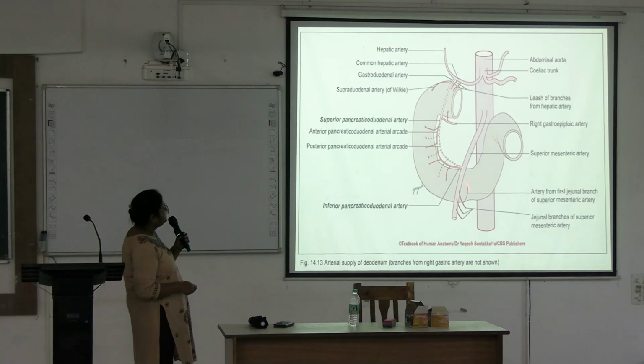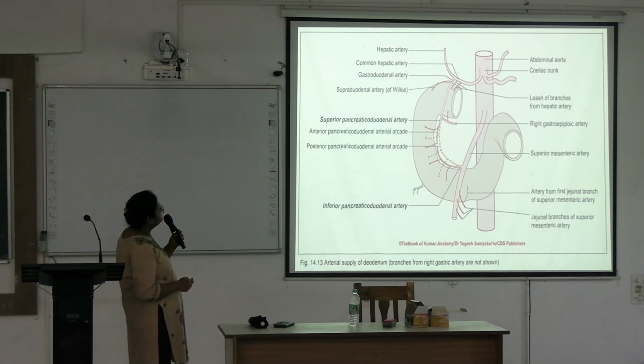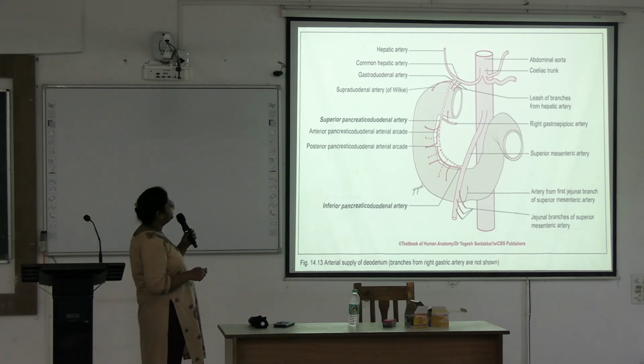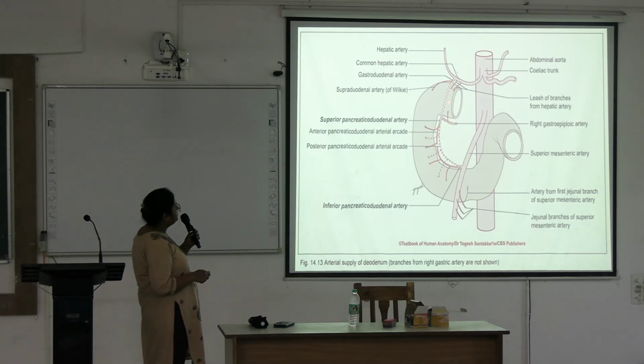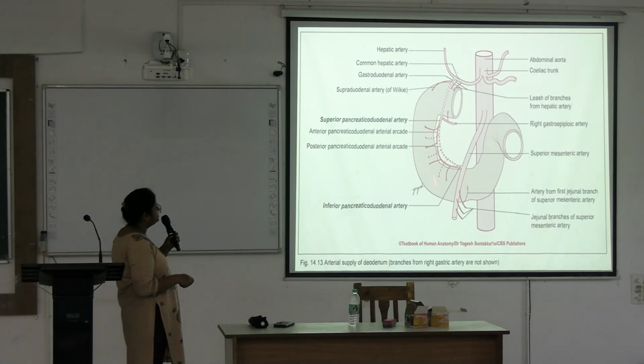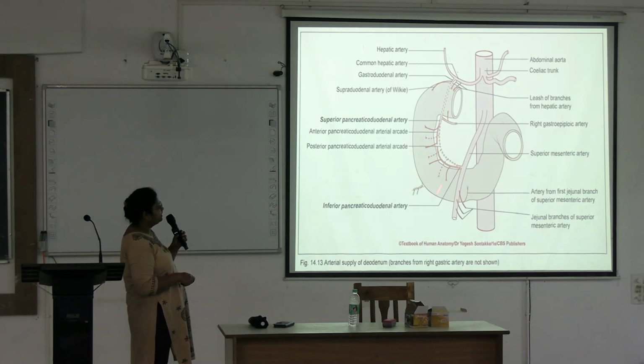So this is the blood supply that has been shown. You can see this is the common hepatic artery. The common hepatic artery divides into the hepatic artery proper and the gastroduodenal artery. The gastroduodenal artery gives the right gastroepiploic branch supplying the stomach, and the superior pancreaticoduodenal artery. It again divides into anterior and posterior divisions, anastomosing with the anterior and posterior divisions of the inferior pancreaticoduodenal artery, which is a branch from the superior mesenteric artery. Each of these anterior and posterior anastomoses gives vasa recta.